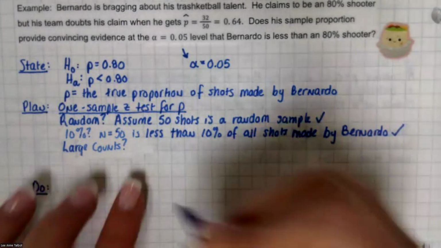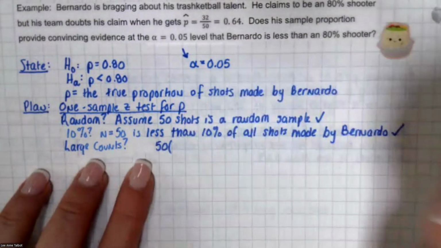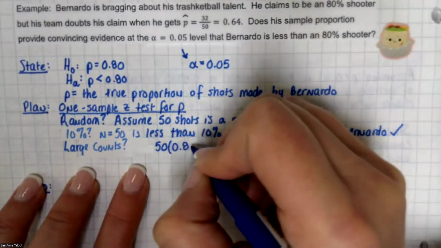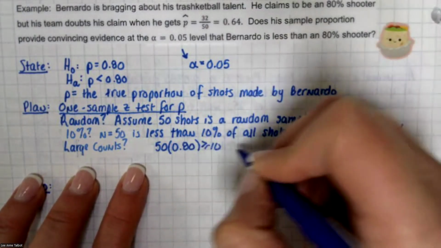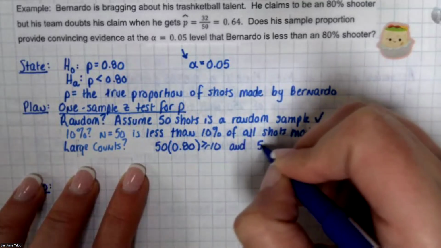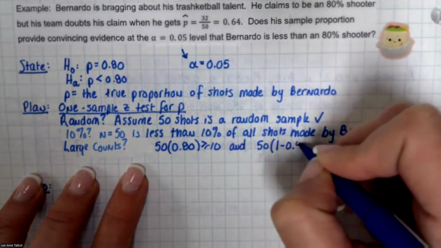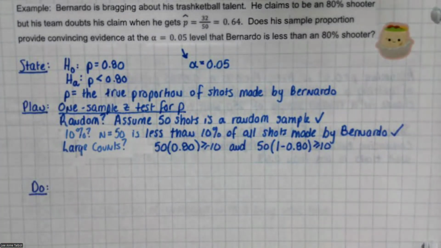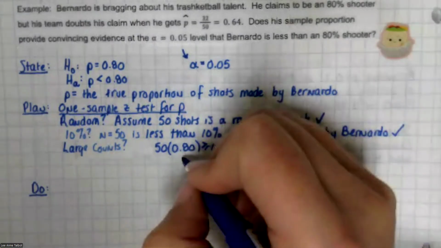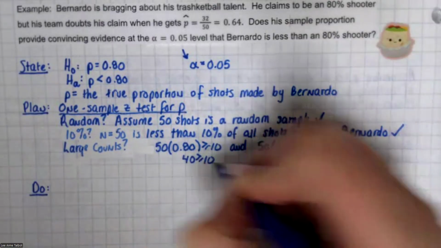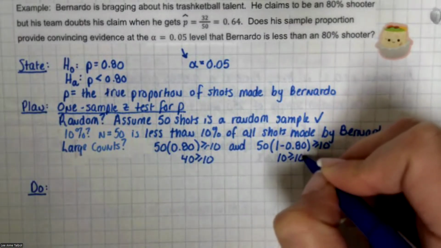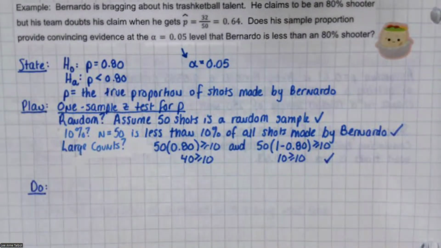Okay. What's N in this problem? 50. And what's P? 0.8. Ooh, man, right on the border, Bernardo. Whew, that was close.